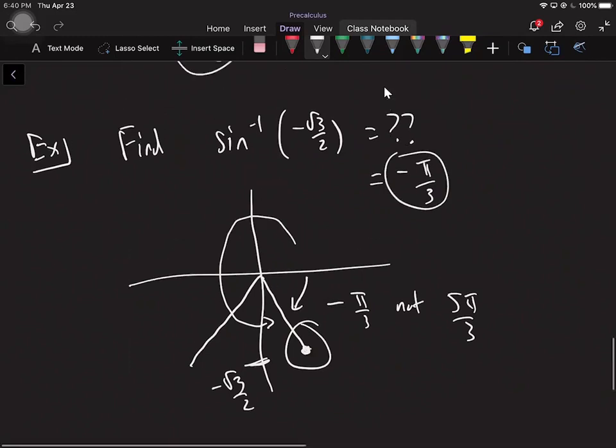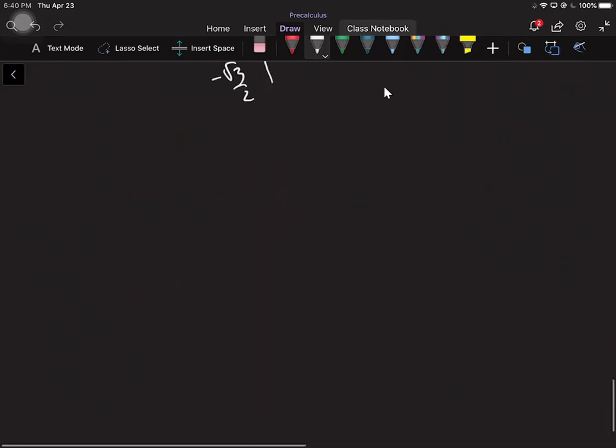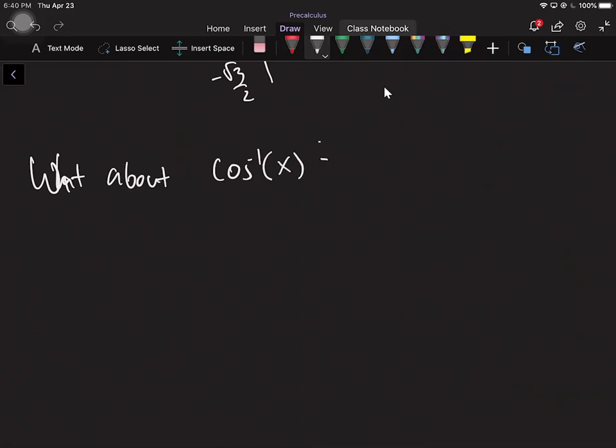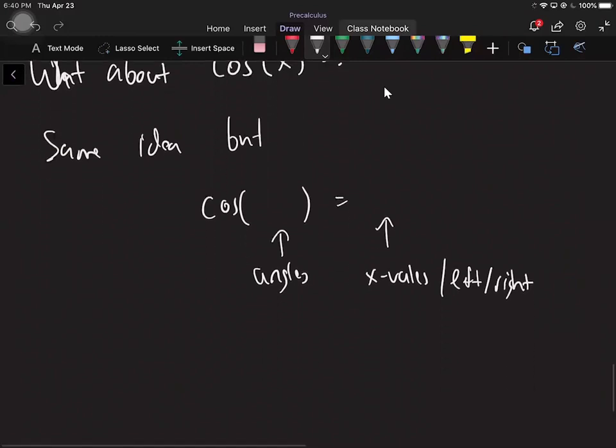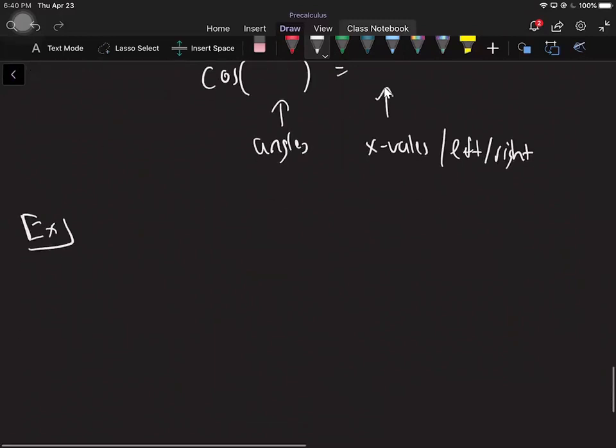So that's how sine works. So what about cosine? Same idea, but we think about cosine as eating angles, and then what comes out is x values, or left and right amount. So cosine inverse will do the opposite. And so now that's the idea. So let's just jump into the example.